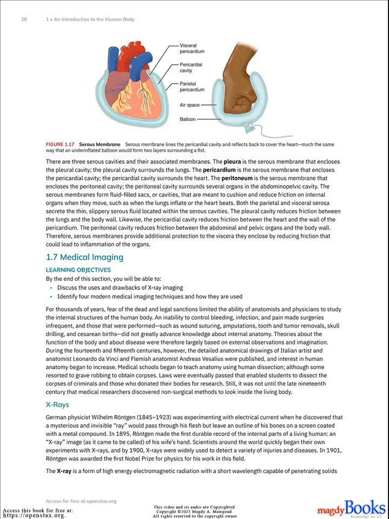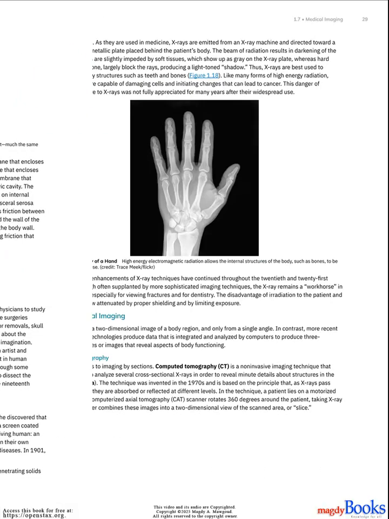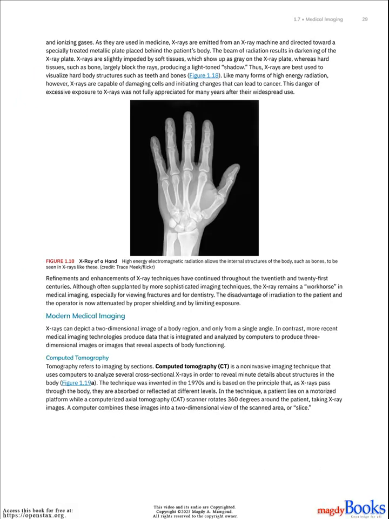The X-ray is a form of high-energy electromagnetic radiation with a short wavelength capable of penetrating solids and ionizing gases. As they are used in medicine, X-rays are emitted from an X-ray machine and directed toward a specially treated metallic plate placed behind the patient's body. The beam of radiation results in darkening of the X-ray plate. X-rays are slightly impeded by soft tissues, which show up as gray on the X-ray plate, whereas hard tissues, such as bone, largely block the rays, producing a light-toned shadow. Thus, X-rays are best used to visualize hard body structures such as teeth and bones.